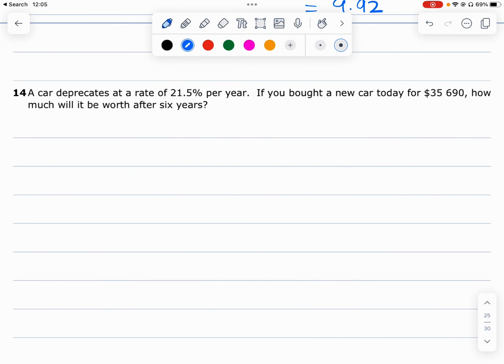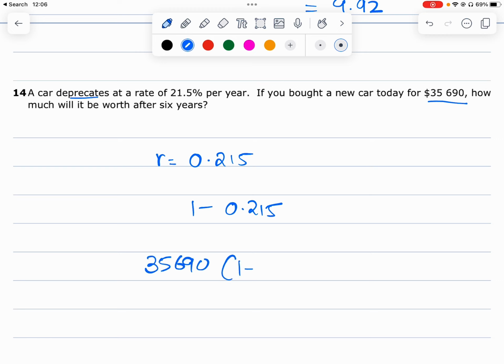Question number 14. A car depreciates 21.5% every year, so it is 0.215. Common ratio is going to be nothing but 0.215. Oh, but it is depreciating, so therefore it should be 1 minus 0.215 will be the common ratio. If it is bought at 35,690, how much will it be worth after 6 years? So 35,690 times (1 minus 0.215) to the power of 7 minus 1. Because it is 6 years, so to the power of 7 minus 1.